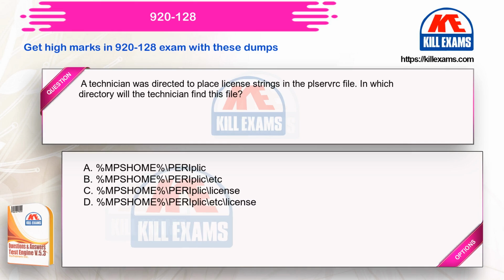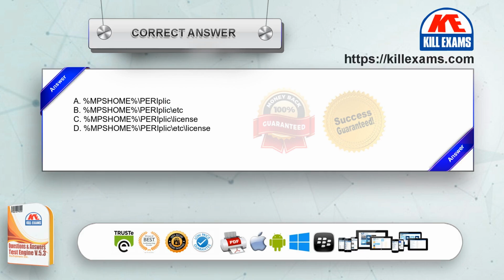A technician was directed to place license strings in the +servc file. In which directory will the technician find this file? Option A. %home%\periplic. Option B. %home%\periplic\etc. Option C. %home%\periplic\license. Option D. %home%\periplic\etc\license. The correct answer is option B.